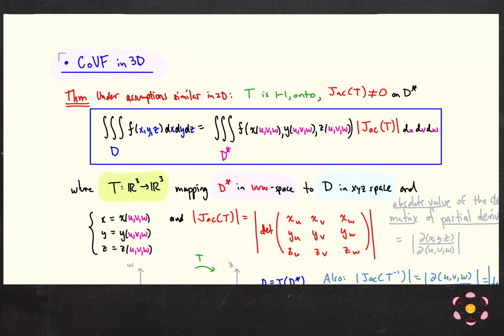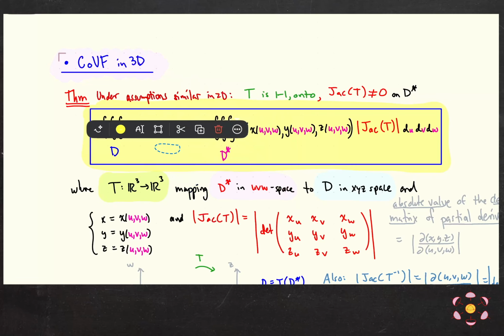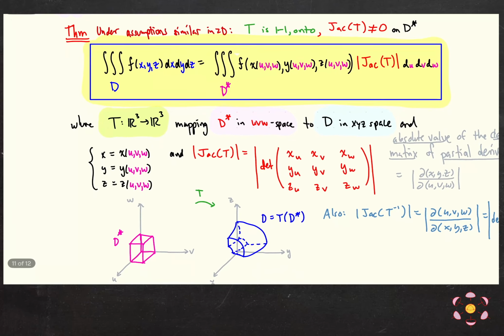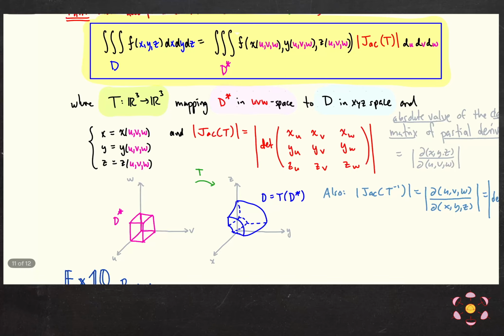Okay, so under these situations, the change of variables formula tells us that we can change our variable from the xyz coordinates, integrating over our domain D in the xyz plane, to the new variables, which we're going to call u, v, and w. We integrate over D star. D star is going to be some sort of new region in the UVW space that is hopefully simpler to describe.